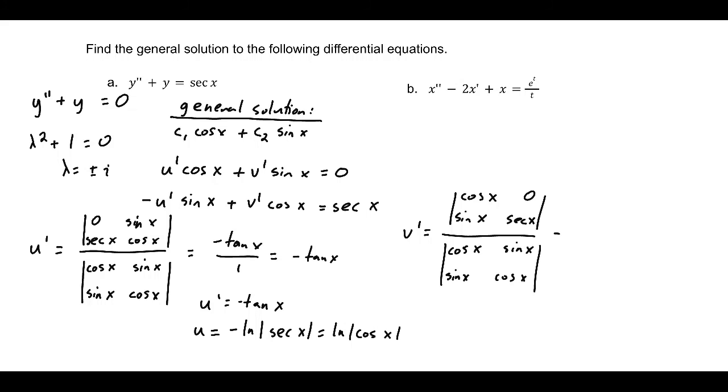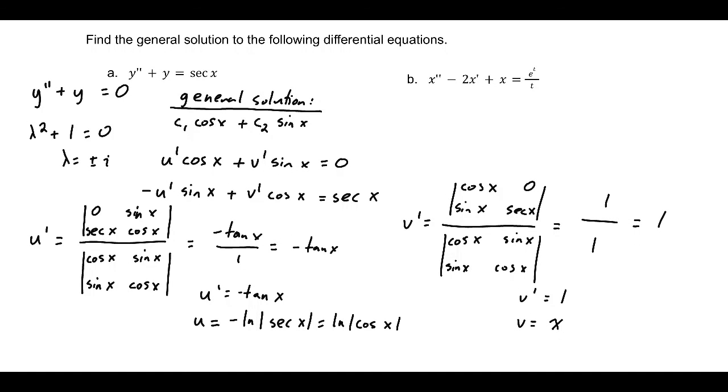Finding those determinants respectively, the numerator is 1 and the denominator is also 1, so that v prime is equal to 1, which means that v, finding our antiderivative, is equal to x plus c, but again that's not going to affect our final solution.